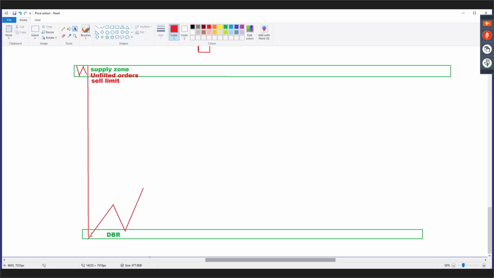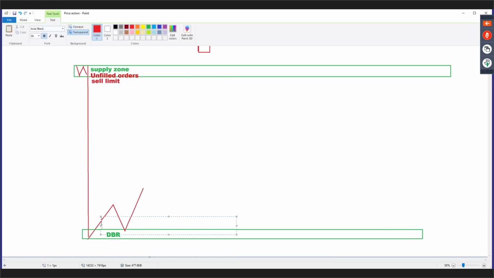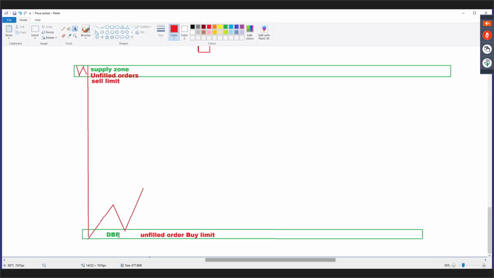The same thing like this. When price goes up like this, there are unfilled orders over here. So in this case, it's the buy limit. And this buy limit is what we call a demand zone, a drop base rally. This unfilled sell limit order is a supply zone. So if price goes up, there are unfilled orders over here.